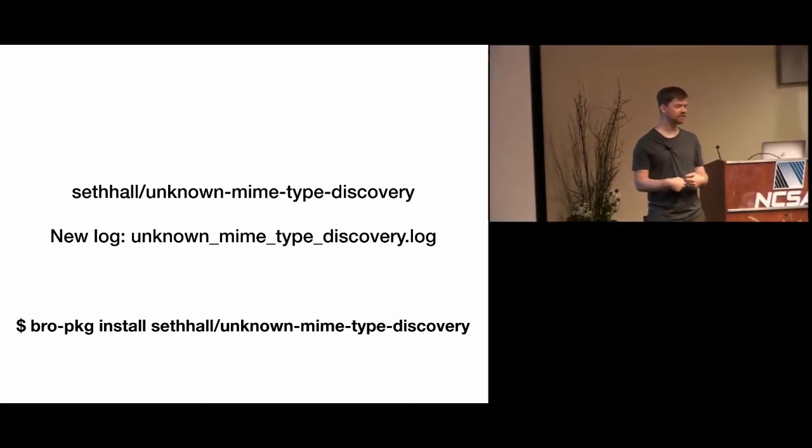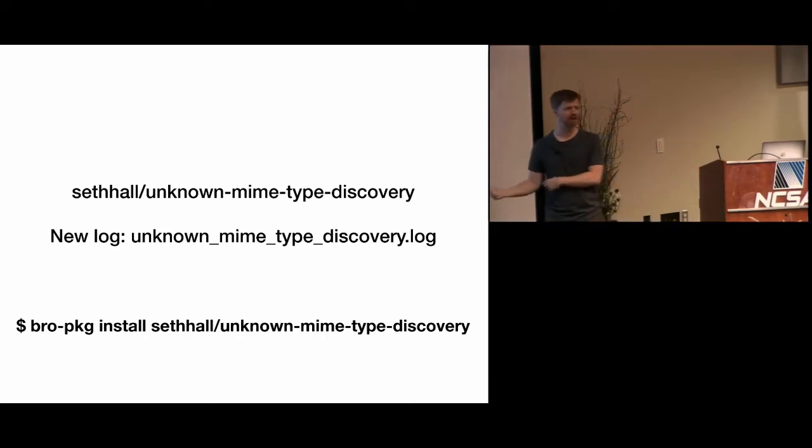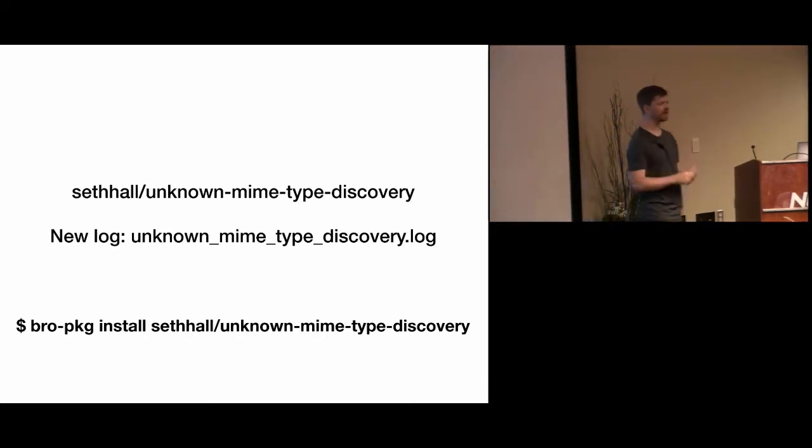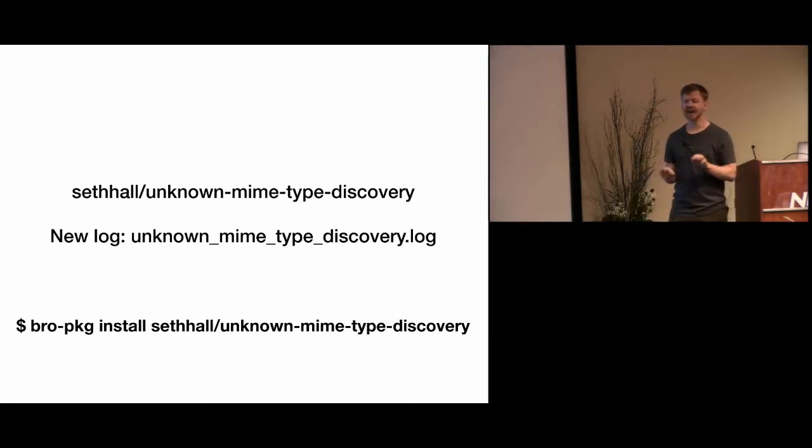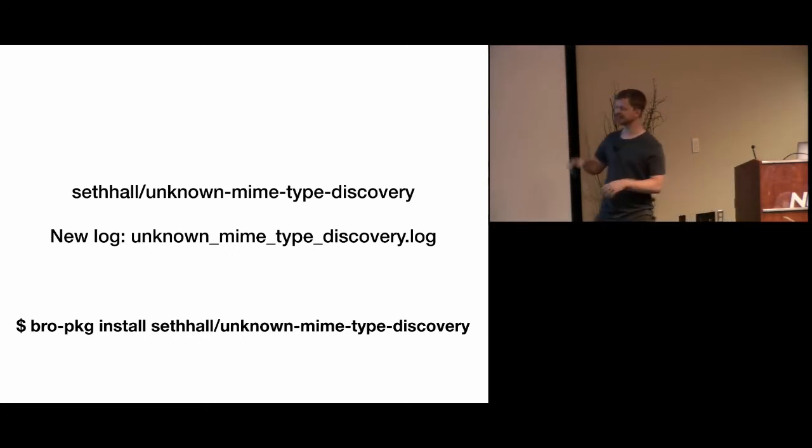Turns out I did not write a signature for Vim backup files. But we have a signature now for Vim backup files. So, you know, Bro will accurately identify that stuff. And it's kind of cool because this feature is easy to install. You get a new log called unknown MIME type discovery. Totally not operationally useful, by the way. I mean, I don't think it's operationally useful.